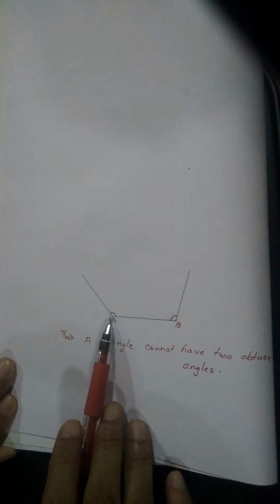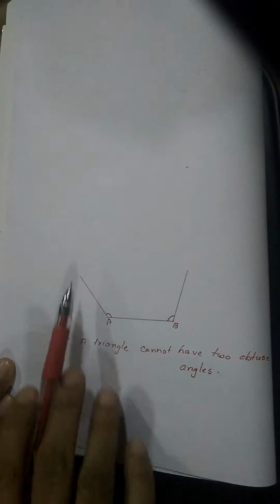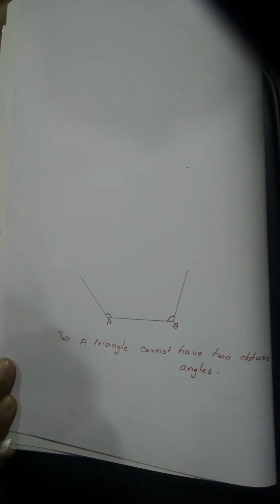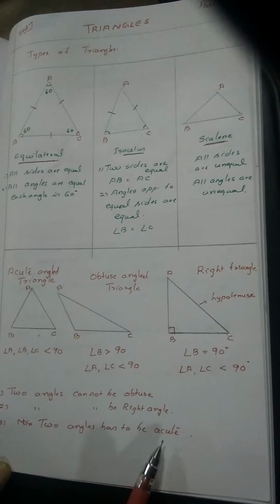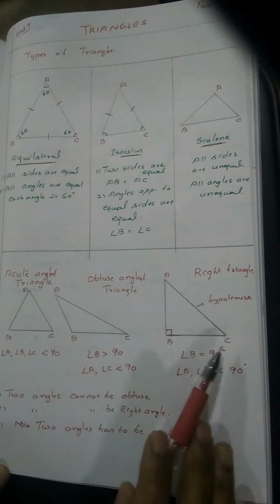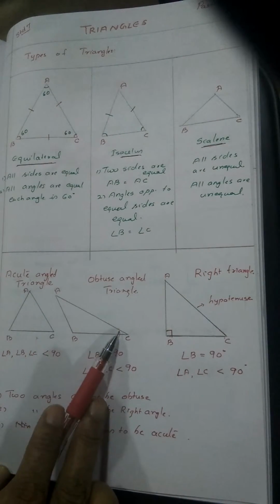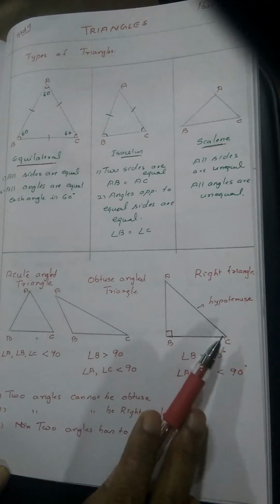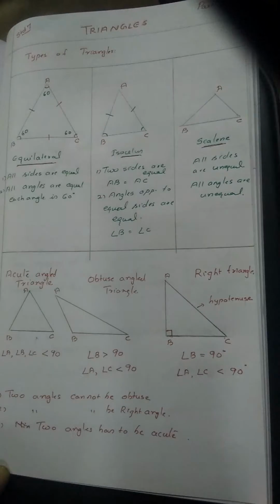If you see, these are two obtuse angles. Two obtuse angles will go like this. They can never meet, so they cannot form a triangle. That's why two obtuse angles can never be a part of a triangle. And two angles have to be acute. If you see, in this all the three angles are acute. Here A and C are acute. Here also A and C are acute. So two angles have to be acute.